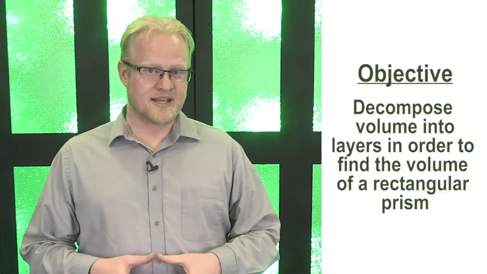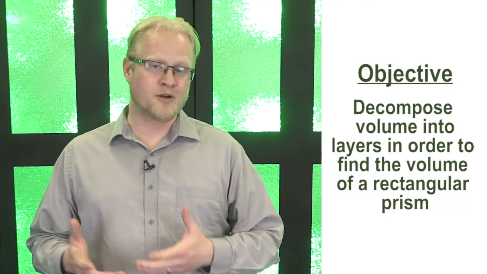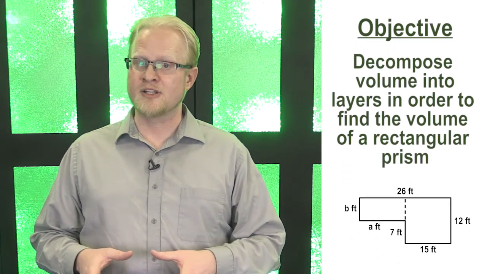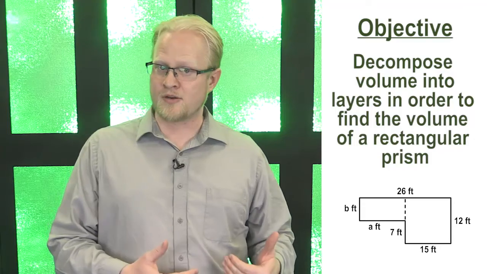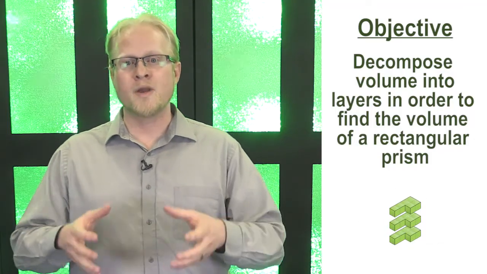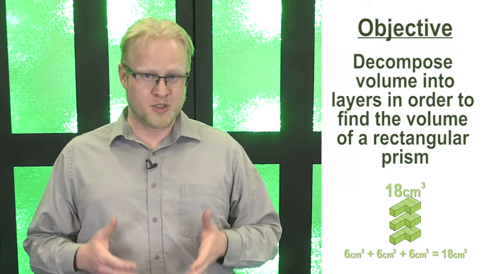The objective for this lesson was to decompose volume into layers in order to find the volume of a rectangular prism. We met this objective by applying our experience with decomposing irregular area models to help decompose three-dimensional models of volume. We also identified a unit of measure and provided a measurement of volume using that unit.